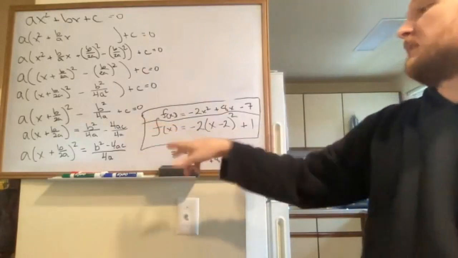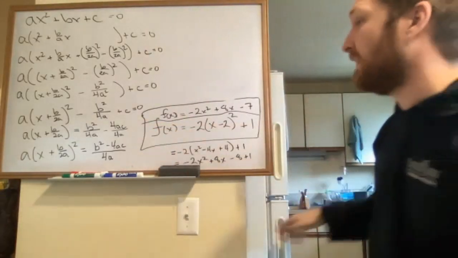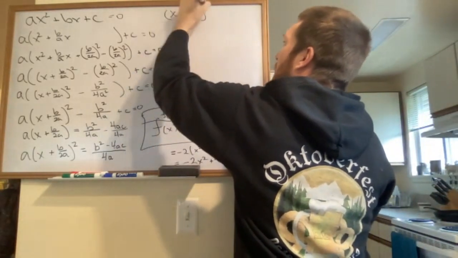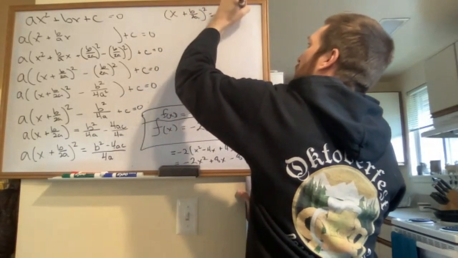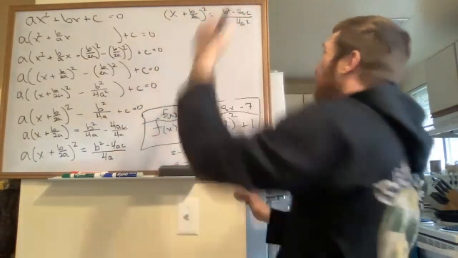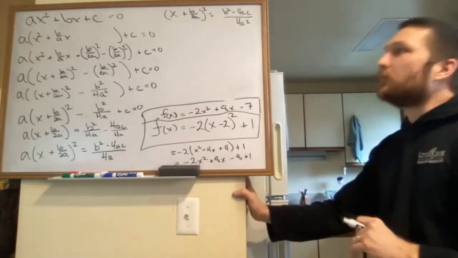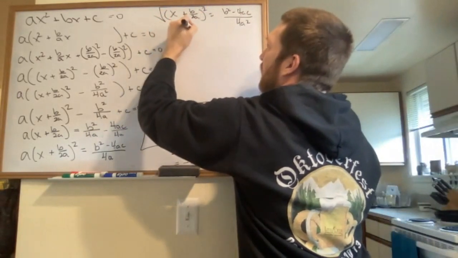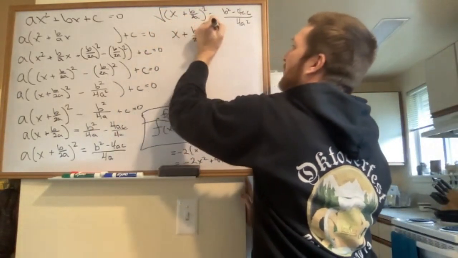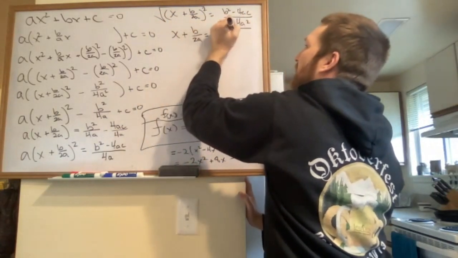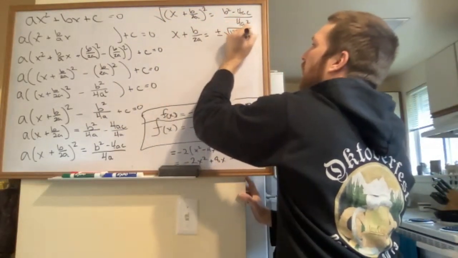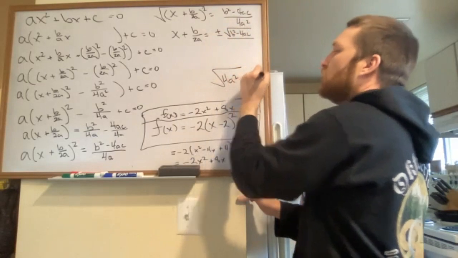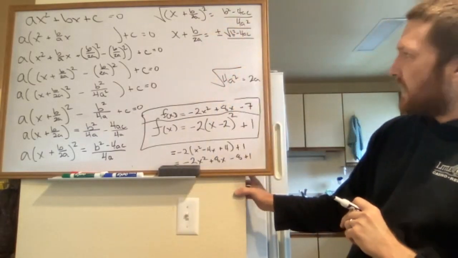And then we say, well, wait a second, we're almost done. I just need to get that a out of there. If I divide both sides by a, I end up with x plus b over 2a quantity squared equals b squared minus 4ac all over 4a squared. And then I take a square root of both sides. That gives me a positive and a negative answer. So I get plus or minus the square root of b squared minus 4ac all over the square root of 4a squared, which is just 2a, right?